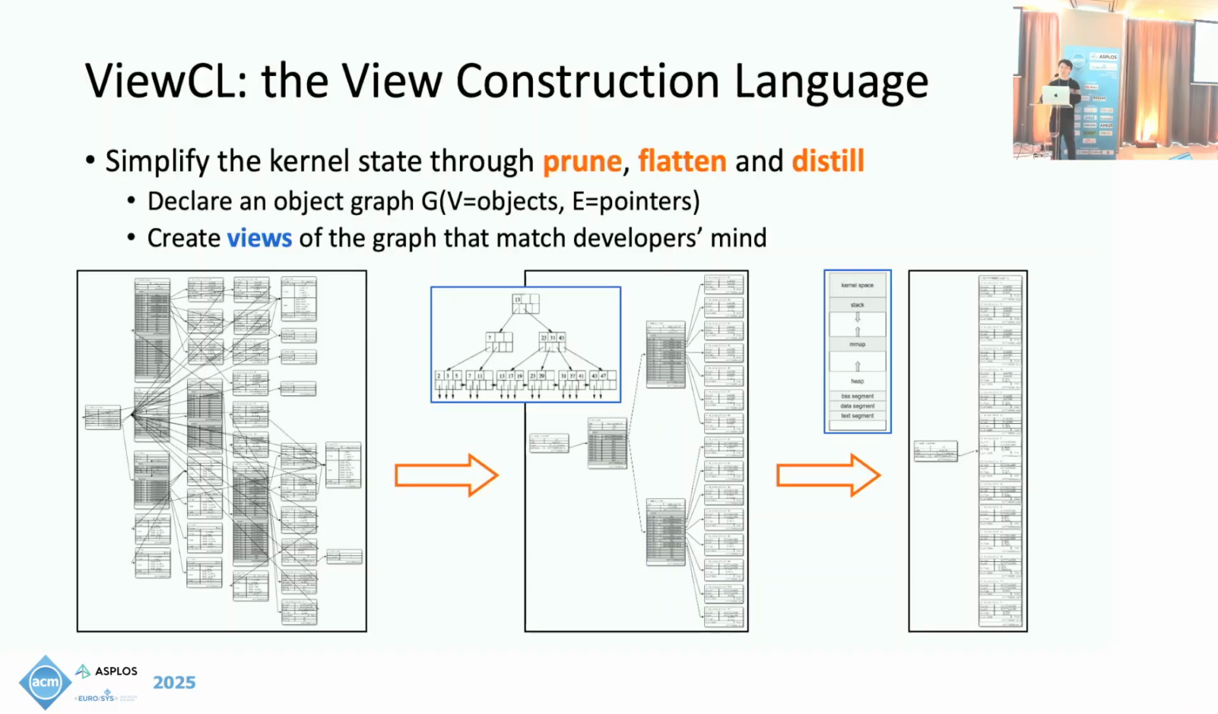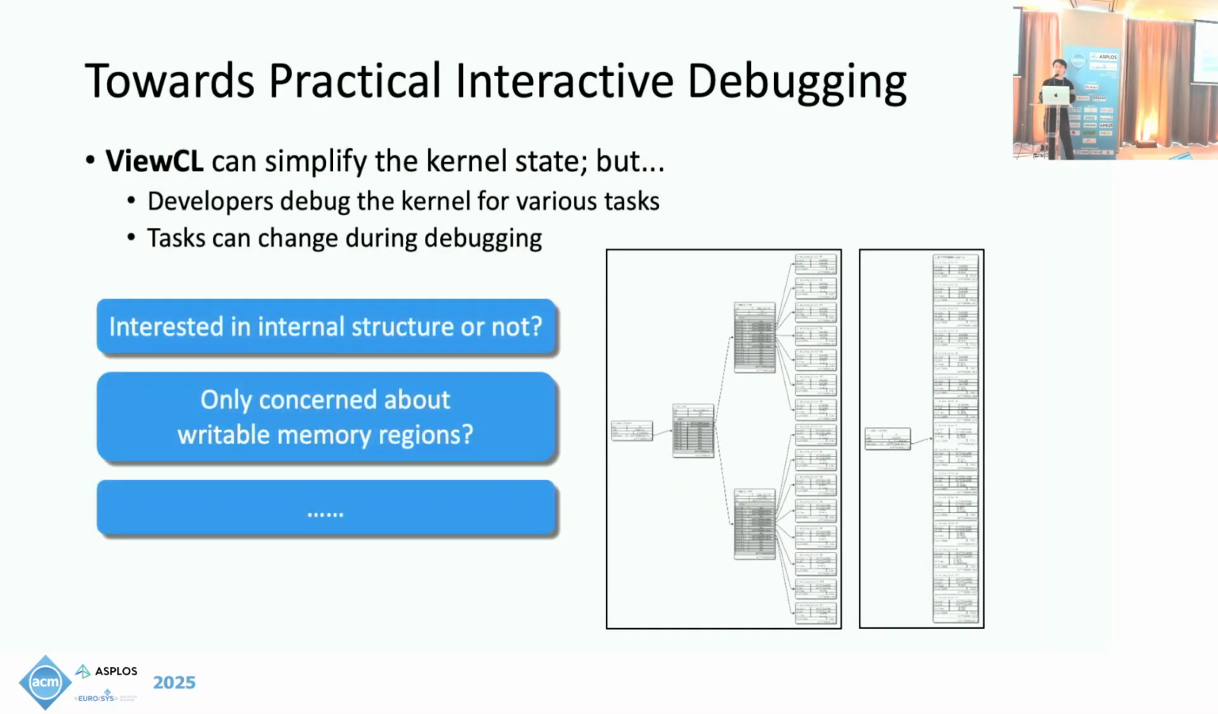Now we can model the kernel state as an object graph, where the objects are nodes and the edges are pointers. In this way, developers can efficiently simplify the kernel state to get customizable views, the views that match our mind. So okay, now we can efficiently simplify the kernel state. However, there is still a gap between us and efficient kernel debugging.